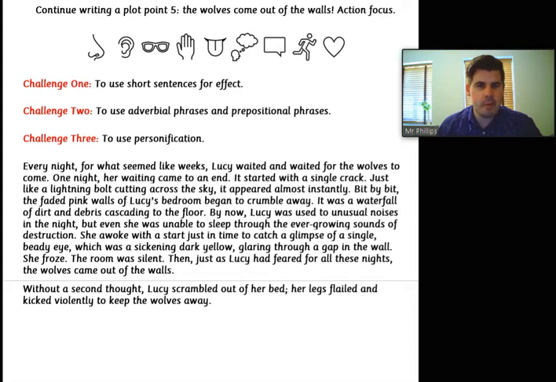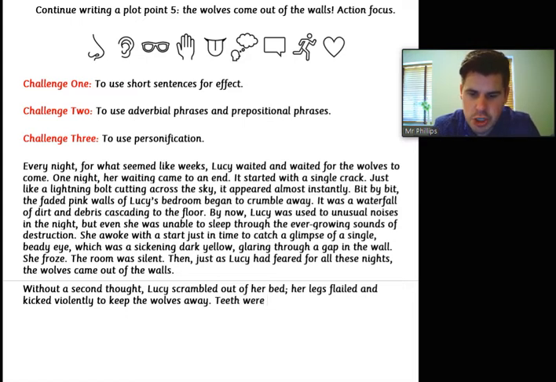So maybe I should describe what the wolves were like, how their jaws were snapping and gnashing and things like that as she slams the door in their faces to get away. And maybe I could use some personification to make the door sound alive. So I've already got an adverbial phrase in there, "without a second thought", because that's saying how something was done. Maybe rather than saying the wolves' jaws, I could just say teeth. And just go straight with teeth.